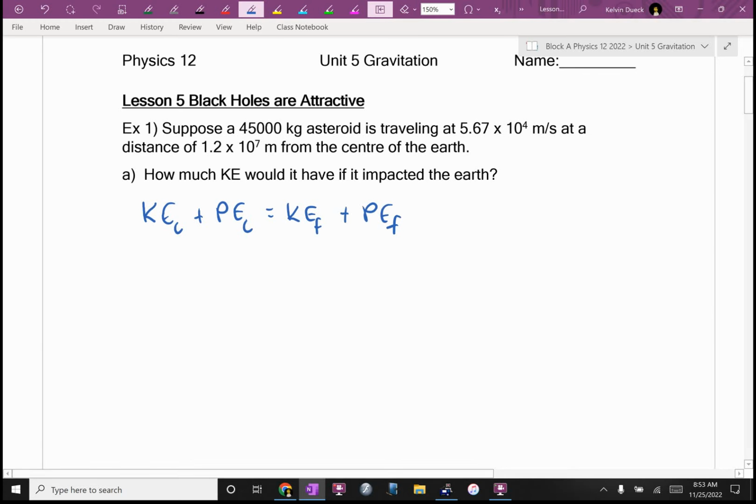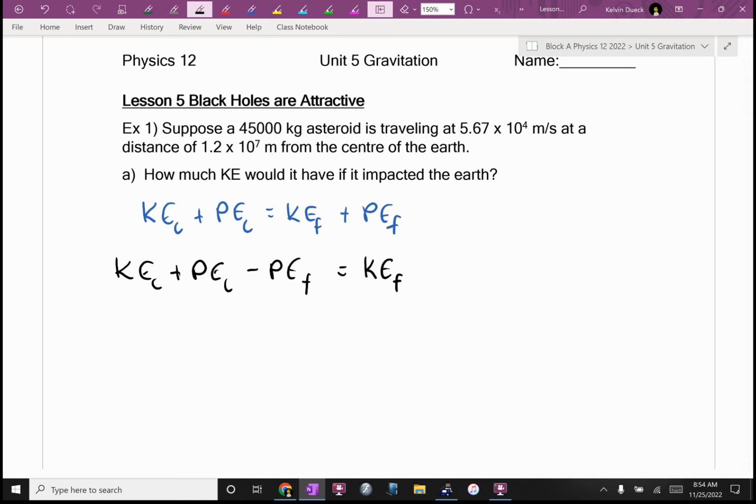Okay. We want to get KE final by itself. So I think the first thing I'm going to do is go KE initial plus PE initial minus PE final. That equals KE final. All right. What's kinetic energy been since day one? What's our equation? Half m v squared, so that hasn't changed.